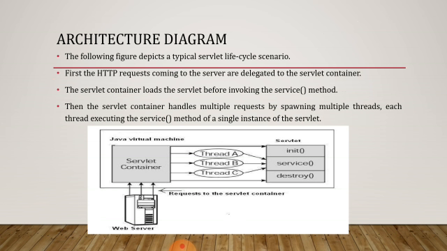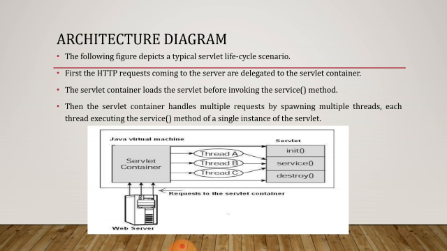See here the architecture diagram of a servlet lifecycle scenario. First, an HTTP request comes to the server and is delegated to the servlet container. A servlet container loads a servlet before invoking the service method. Everything is handled by threads. So thread A will have init, service, destroy, and thread B will have init, service and destroy. Every hit will form a thread, and through that thread the servlet will be handled.